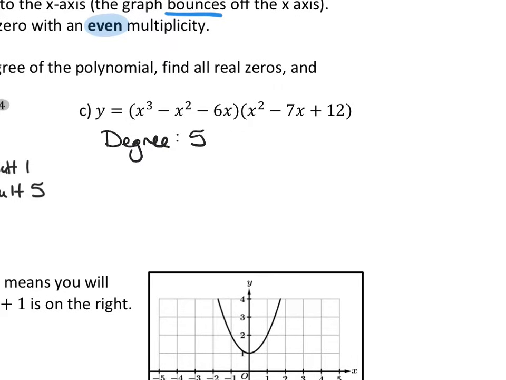The degree is 5. Why? Because I know I said add up all the powers, but I didn't add up all the powers. You'd get a whole bunch of numbers. It's only 5, just the first ones. Because if we break this apart and factor it, we're going to see that there are 5 linear terms. Okay, so let's factor.